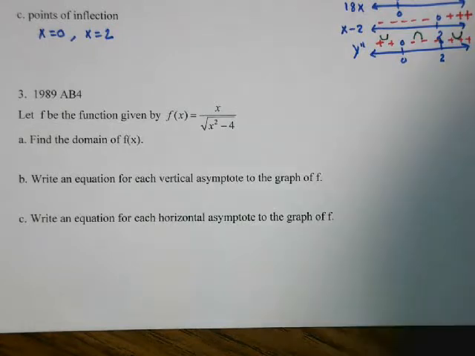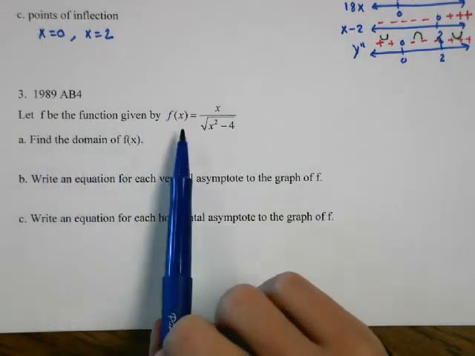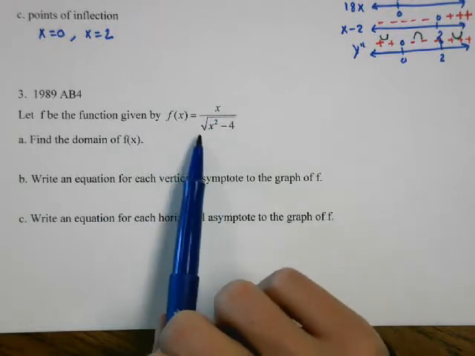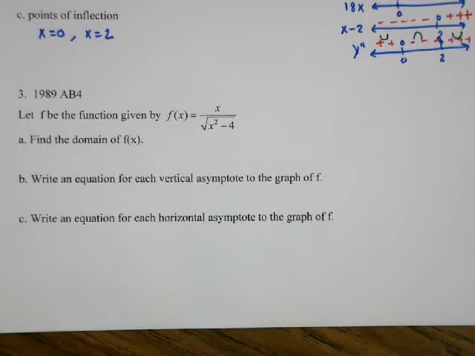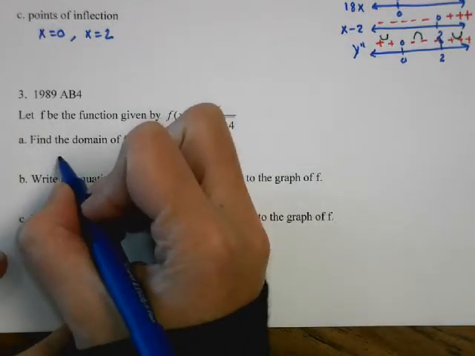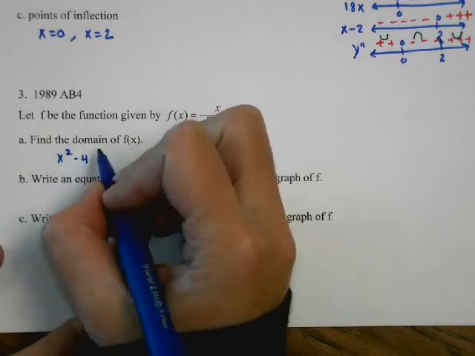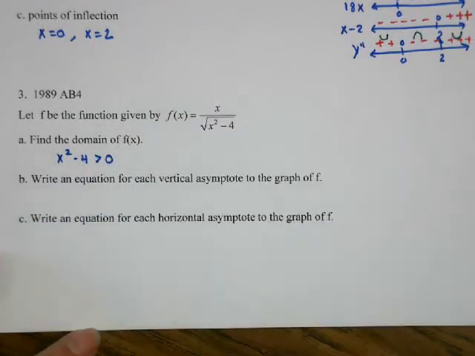So here's an old AP problem. We have a function f of x equals x over the square root of x squared minus 4. The domain, there's 2 issues. I can't let the denominator equal 0, and I can't take the square root of a negative number. So what I need is for x squared minus 4 to be greater than 0. It can't be equal to 0 because that makes a 0 in the denominator, and it can't be less than 0 because it makes it so we're taking the square root of a negative number.